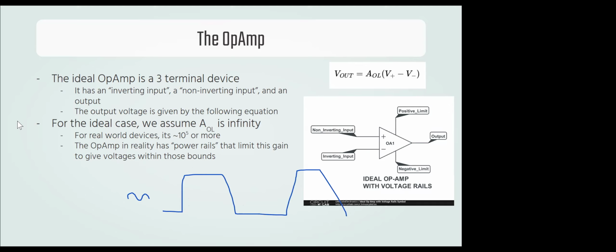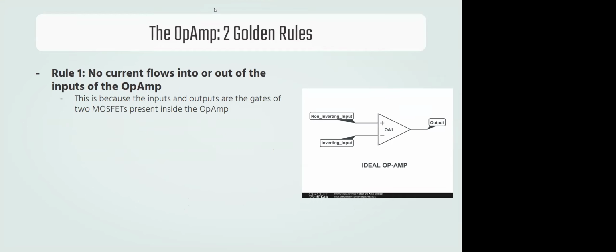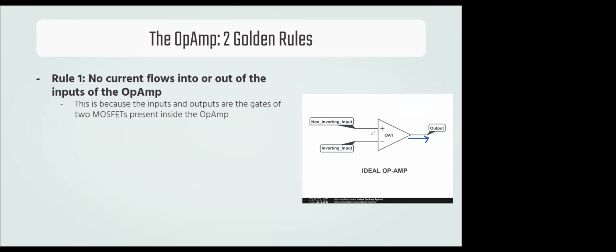But for ideal op amps, we assume the gain is infinity. And so when we analyze op amp circuits, there are really two rules, or three rules, but first we'll talk about these two that we need to keep in mind. First of all, no current flows into or out of the op amp terminals. The current can flow out of the output, but current can't flow into or out of the input terminals.